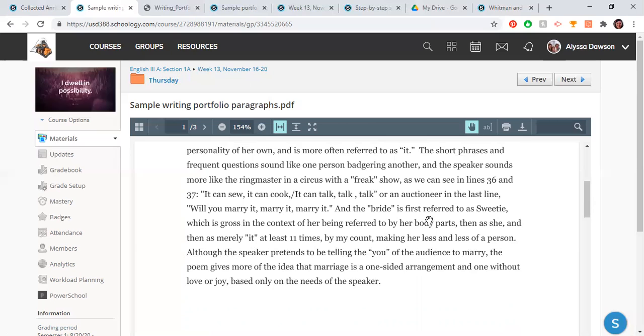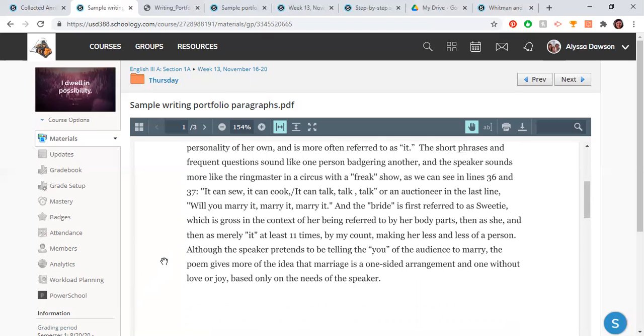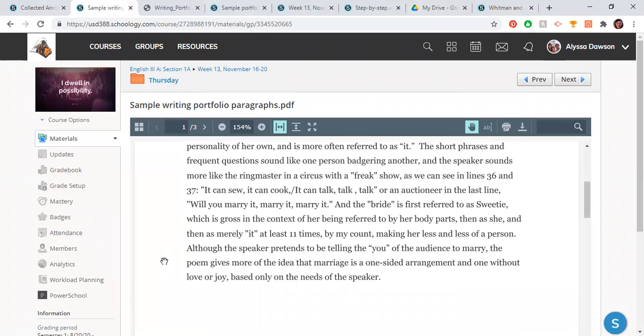And the bride is first referred to as sweetie, which is gross in the context of her being referred to by her body parts. Then she, and then as merely it the last 11 times by my count, making her less of a person. Although the speaker pretends to be telling the you of the audience to marry, the poem gives more of the idea that marriage is a one-sided arrangement and one without love or joy based only on the needs of the speaker.